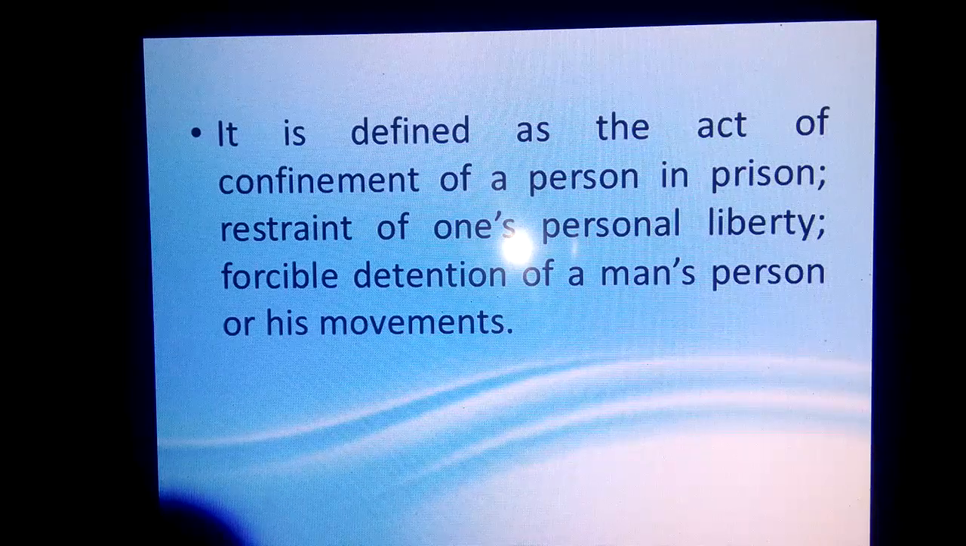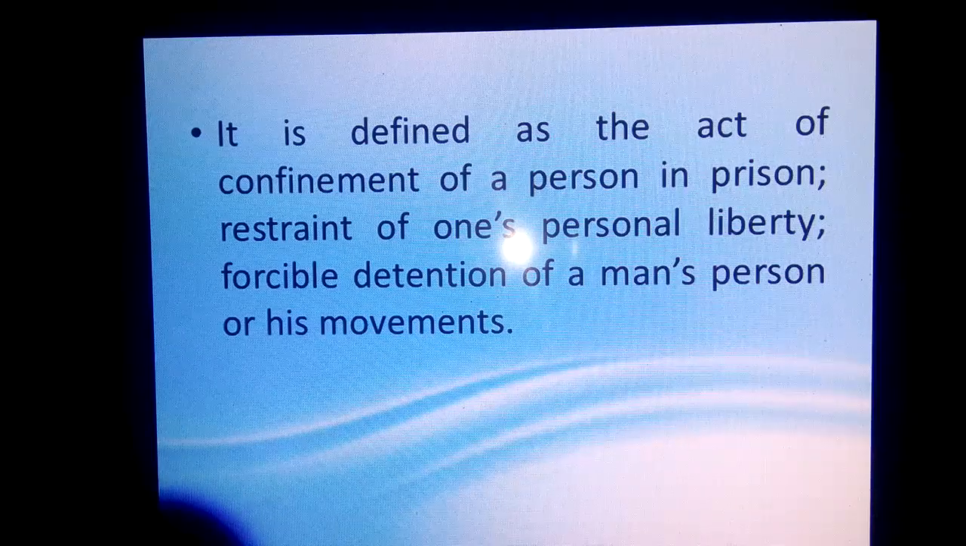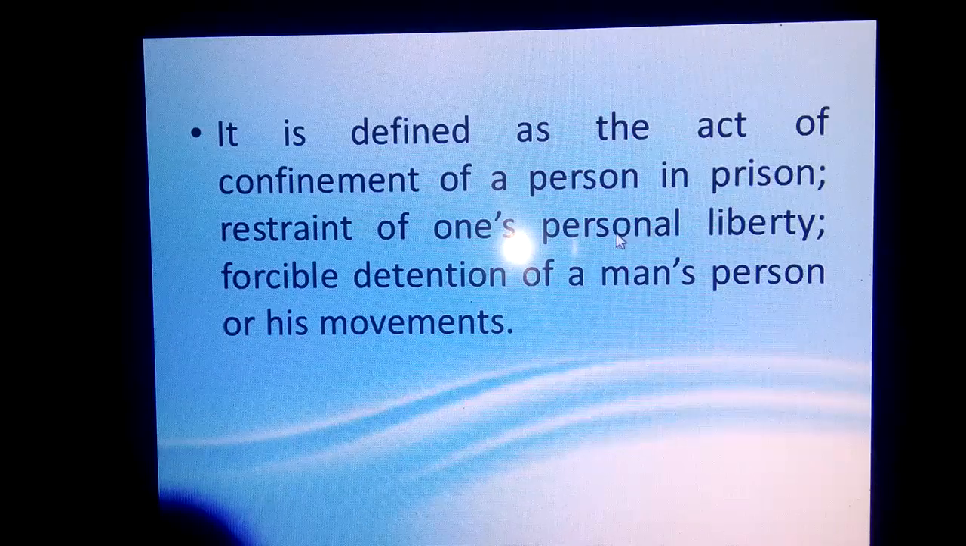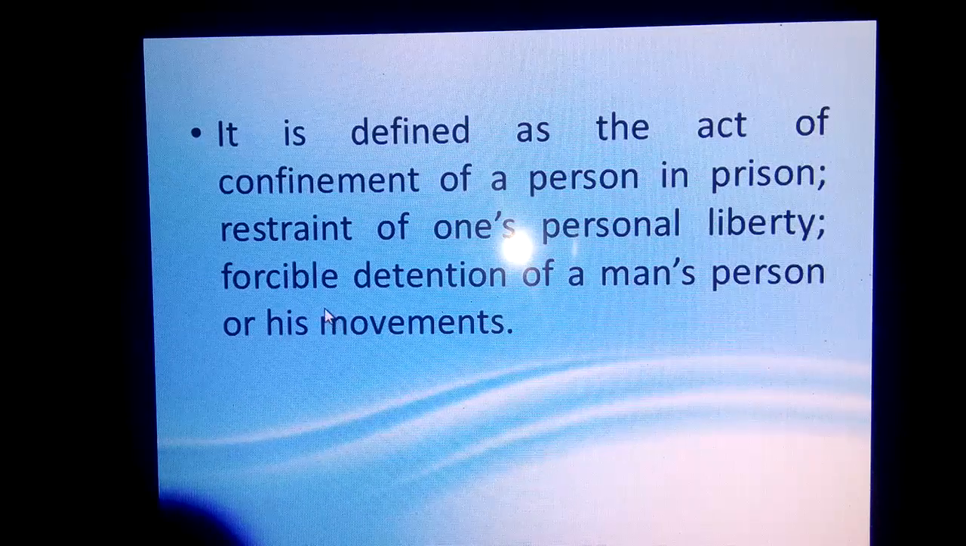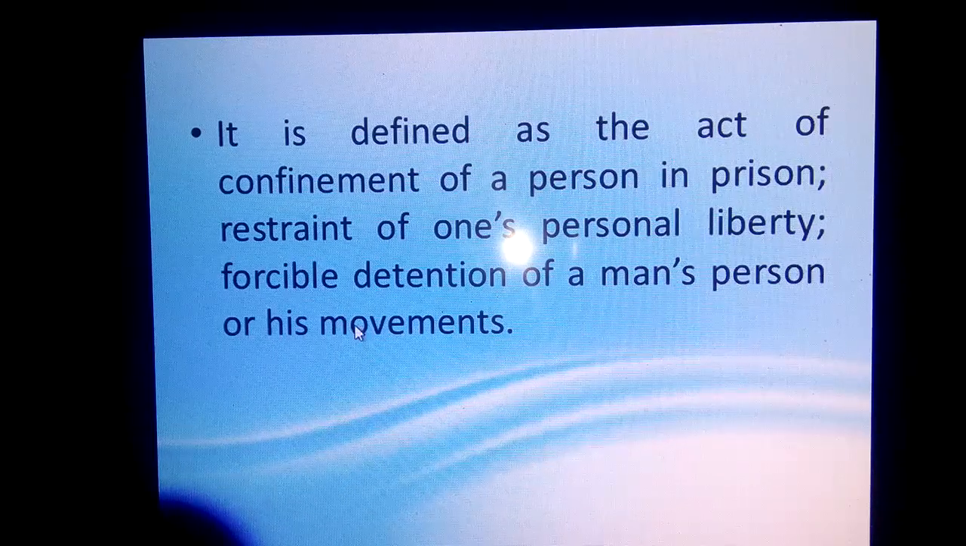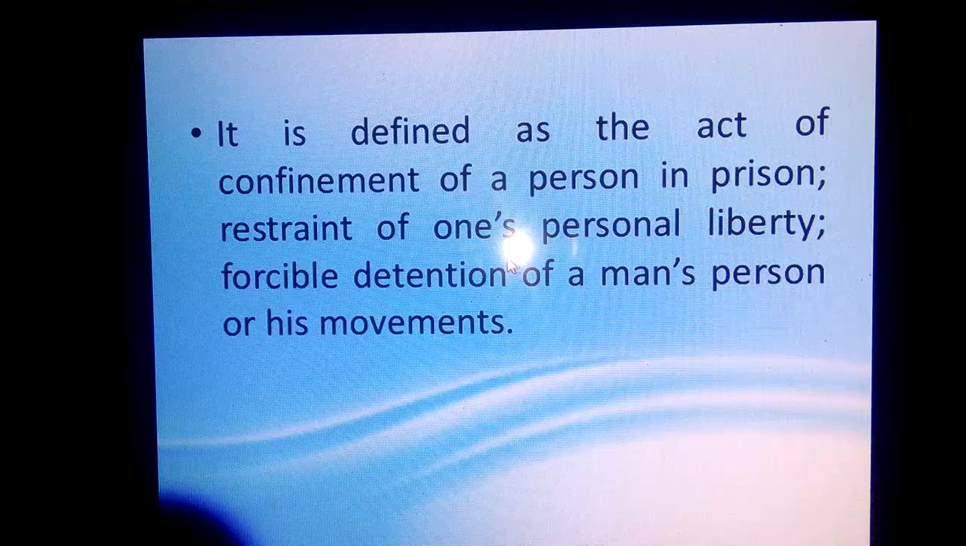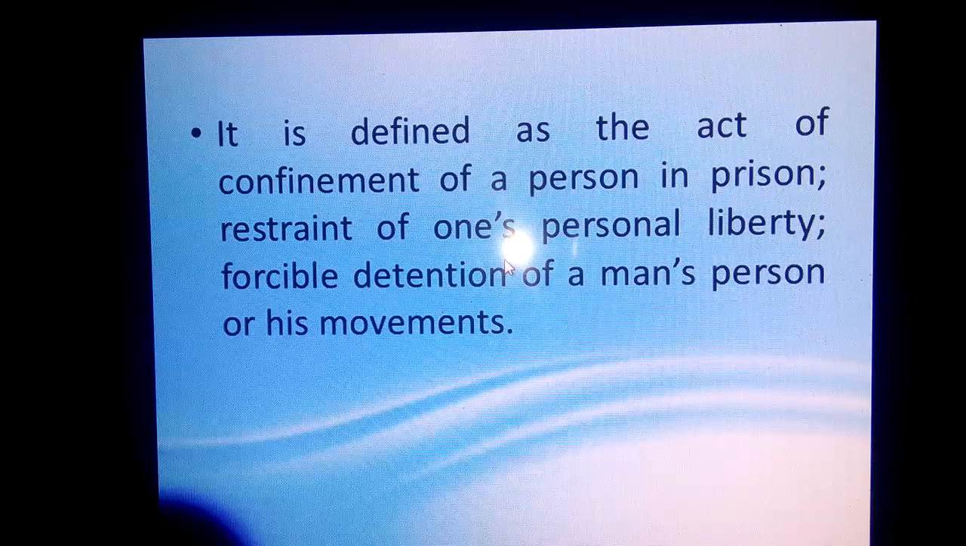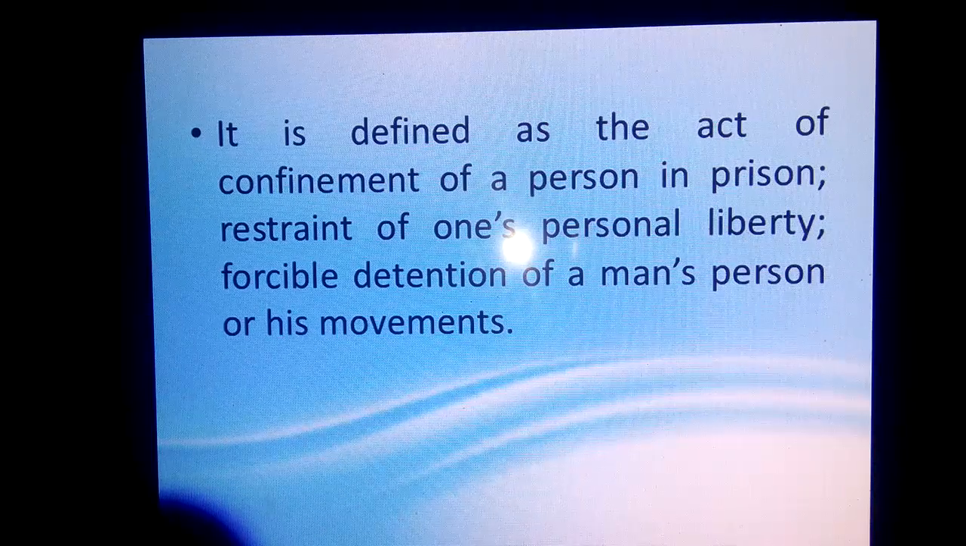But for the meantime, since they are committed or confined in the penal facility or correctional facilities for that matter, their personal liberty and/or civil rights have been restrained. Some of the civil rights, not all civil rights. Forcible detention of a man's person or his movements. Bakit forcible? Kasi wala silang magagawa. Because they are actually being detained or confined, and their movement is being controlled inside the penal facility or correctional facilities.